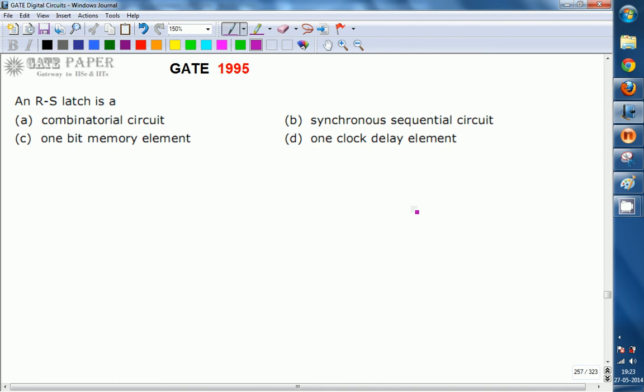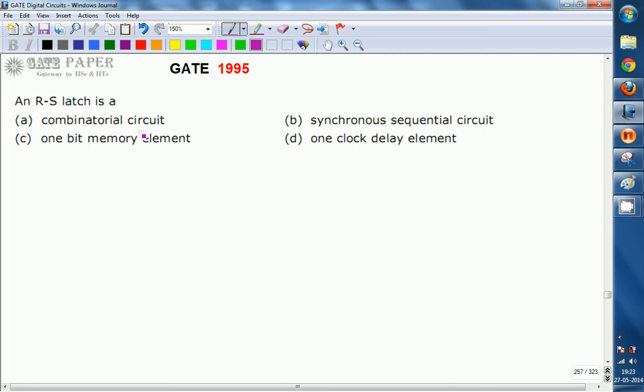Hello, we are discussing the GATE 1995 ECE paper, and this question is related to digital circuits. An RS latch is: A. Combinational circuit, B. Synchronous sequential circuit, C. 1-bit memory element, D. 1 clock delay element.